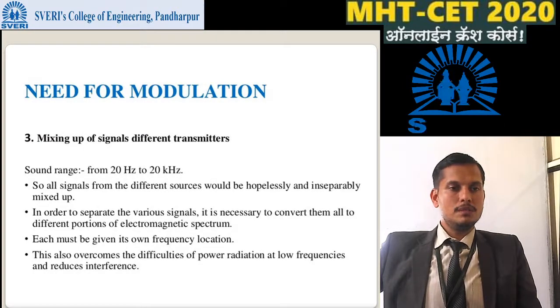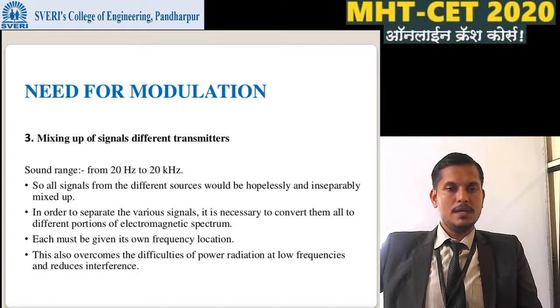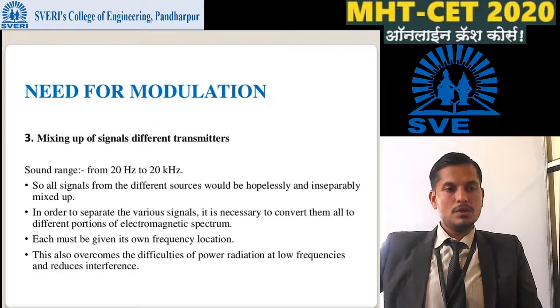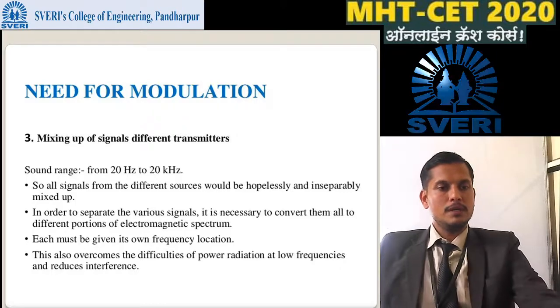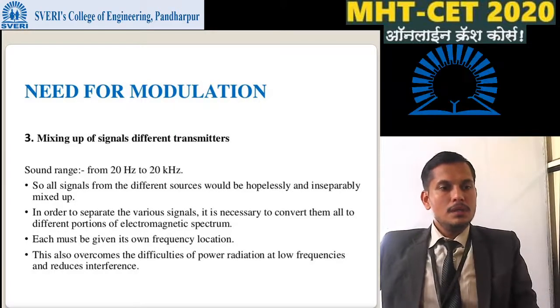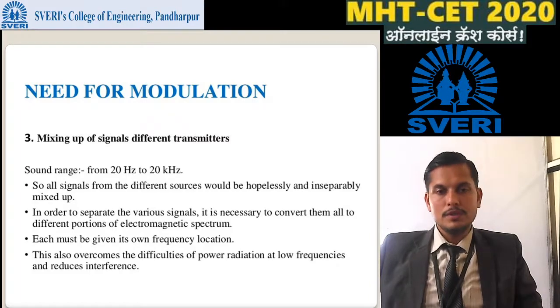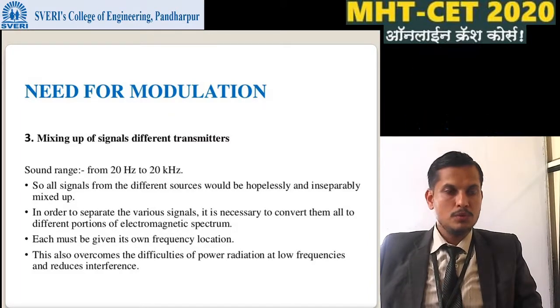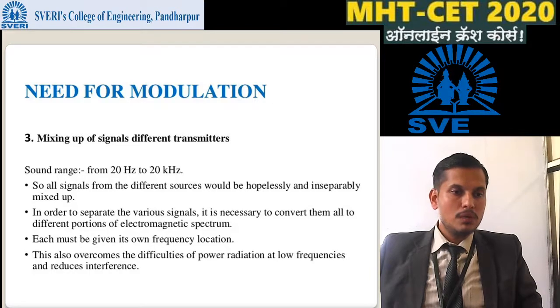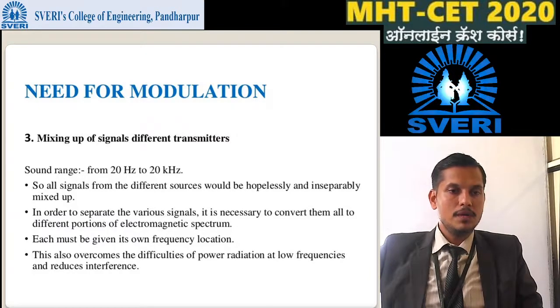Third, mixing up of signals from different transmitters. The sound range is 20 Hz to 20 kHz, which is the audible range. All signals from the different sources would be hopelessly and inseparably mixed up. In order to separate the various signals, it is necessary to convert them all to different portions of the electromagnetic spectrum. Each must be given its own frequency location. That is the important point. This also overcomes the difficulties of power radiation at low frequencies and reduces interference.